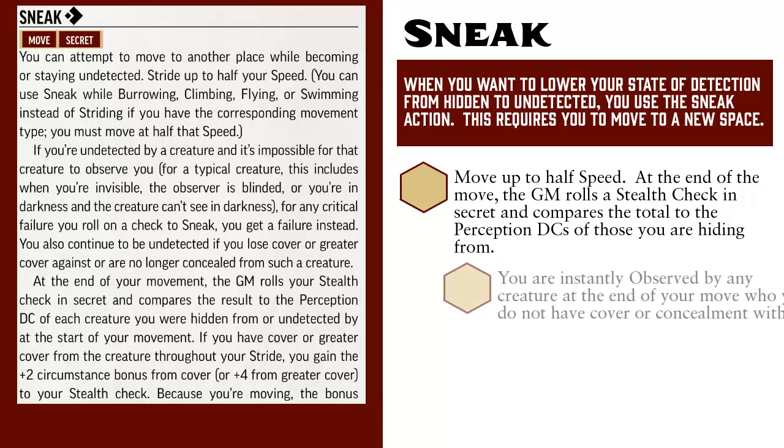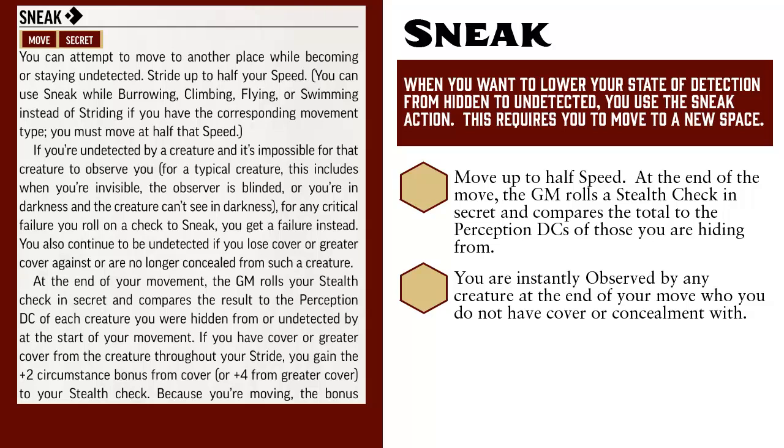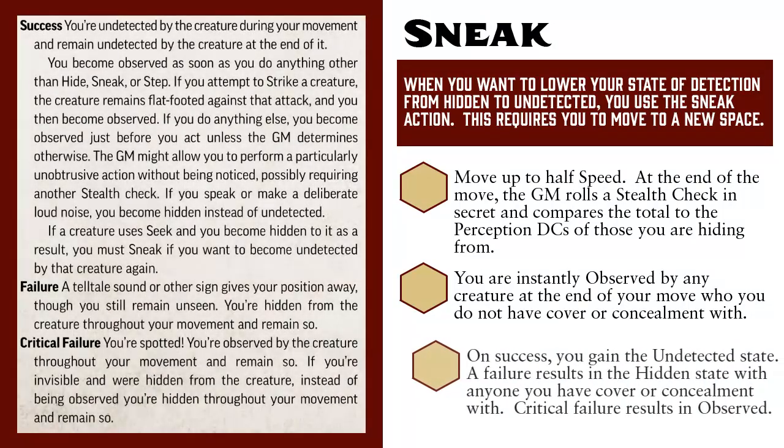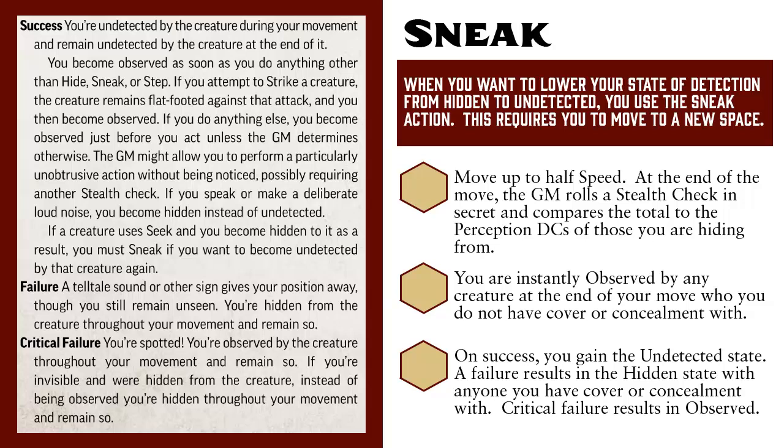At the end of your movement, you instantly become observed by any creature who you do not have cover from or the concealed condition against. Everyone else has their perception DCs compared to your stealth check total, and you gain the undetected state with anyone you rolled a success against, or you keep the undetected state if you are already undetected before taking the sneak action.